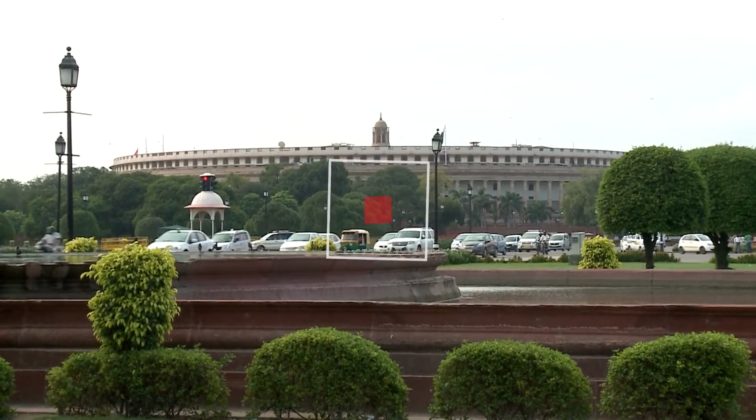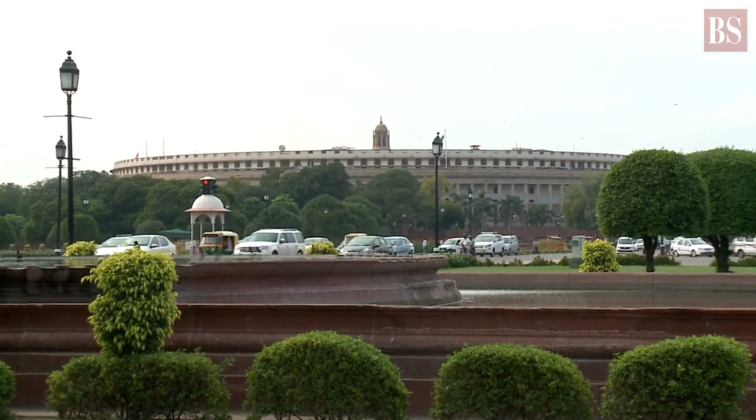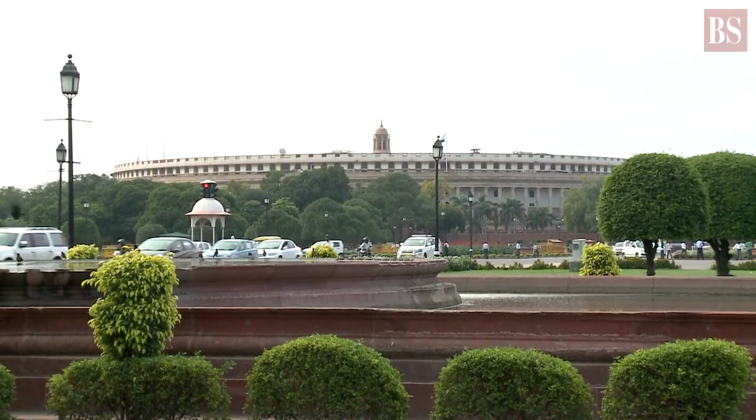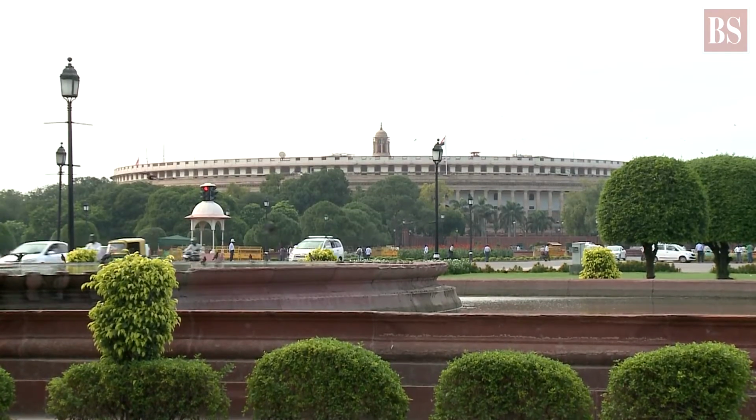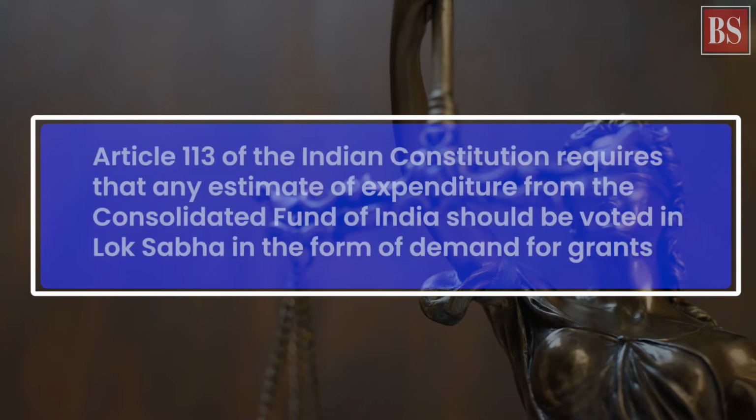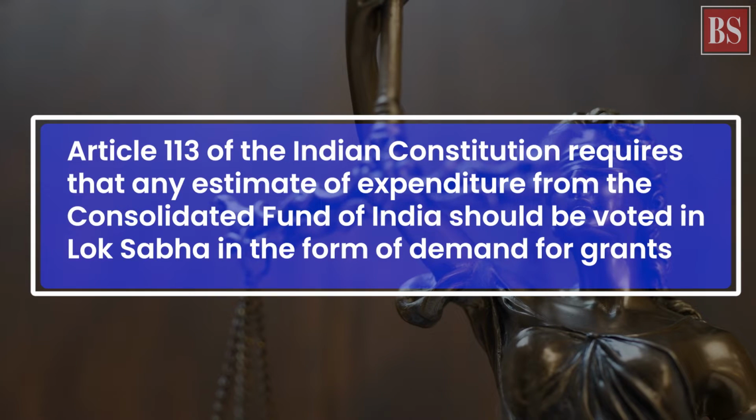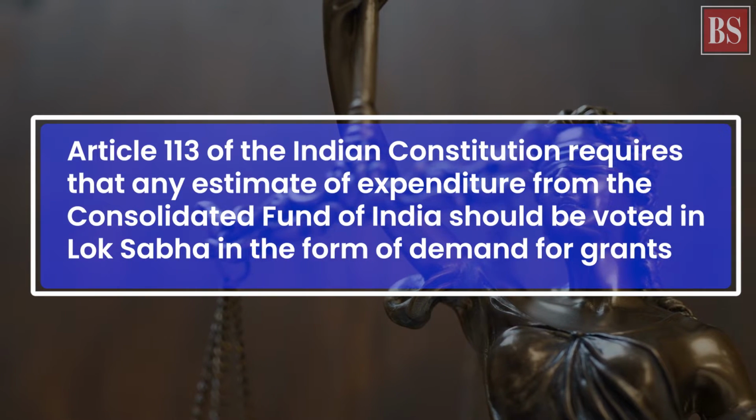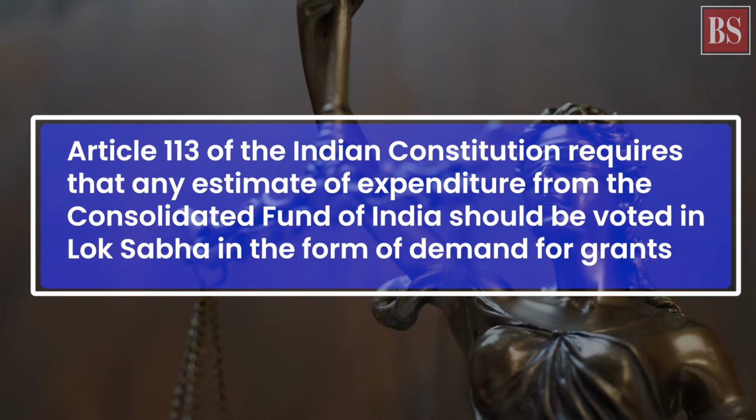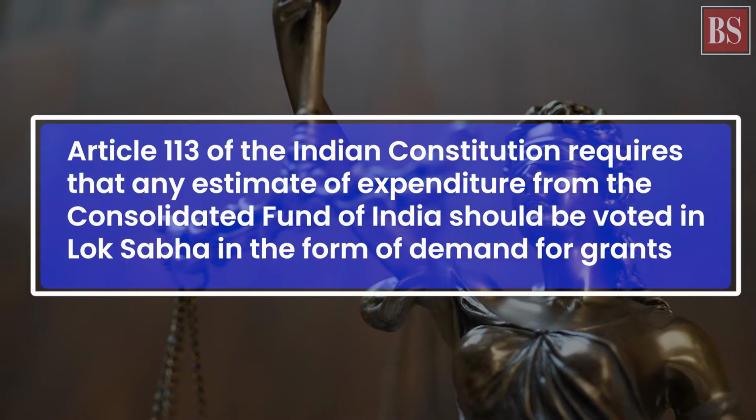Each ministry sends out a demand for grant for funds it needs for the next financial year for various schemes. Once the process is over, the government then collectively presents them in Lok Sabha as part of the union budget. Article 113 of the Indian Constitution requires that any estimate of expenditure from the Consolidated Fund of India should be voted in Lok Sabha in the form of demand for grants.